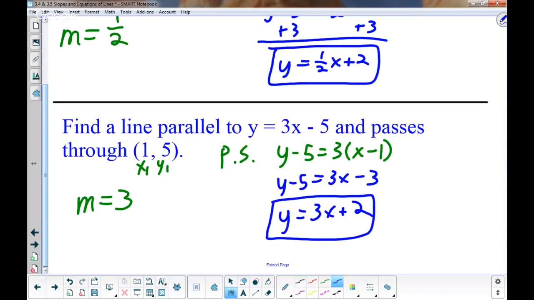And we see that y equals 3x plus 2. Is it parallel to y equals 3x minus 5? And we see, yes, it is. They have the same slope, and our y-intercepts are different. So it follows what our definition was earlier.